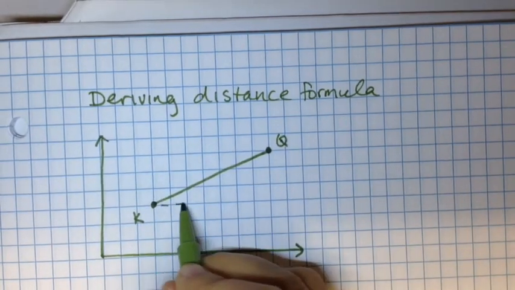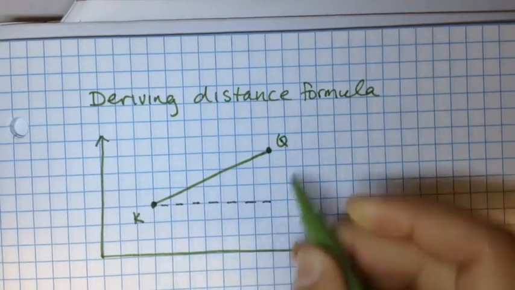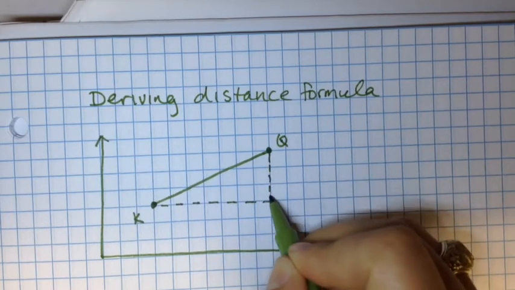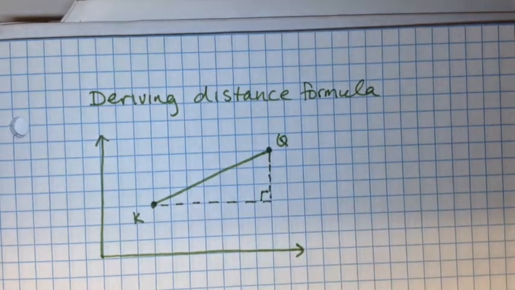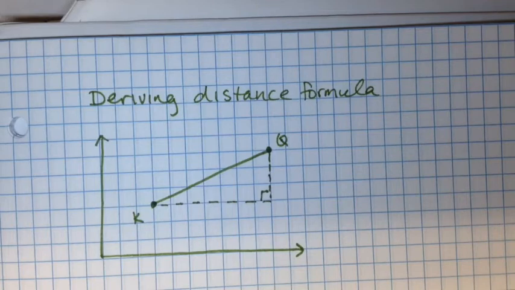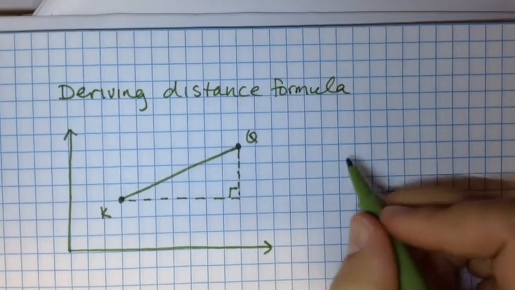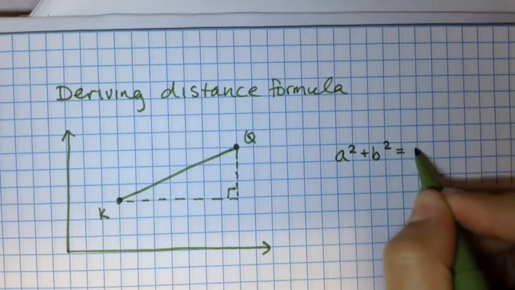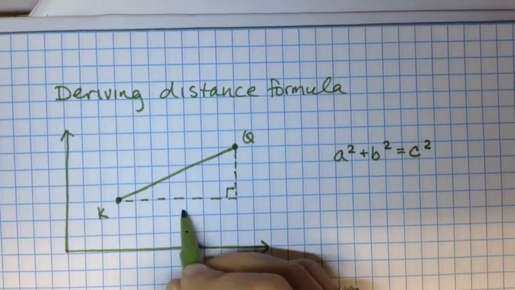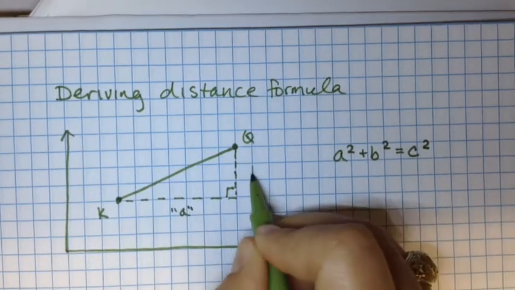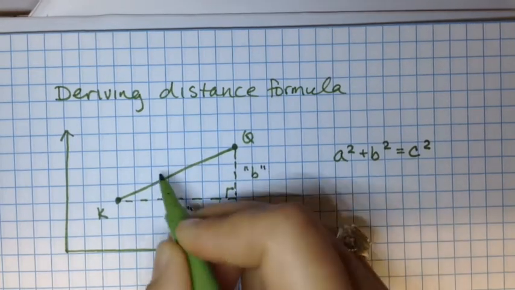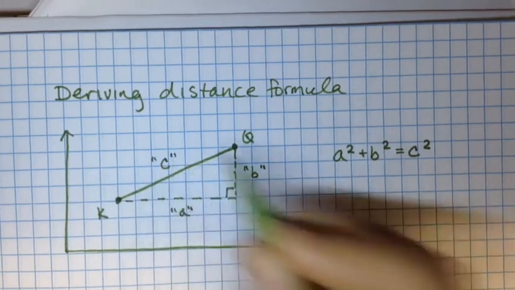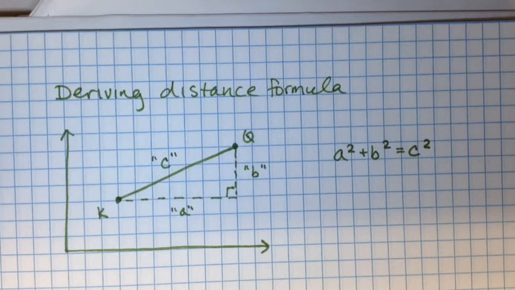If I draw in the triangle that this creates, this becomes a right triangle. Now, what we know about right triangles is the Pythagorean theorem. A squared plus b squared is equal to c squared. If this were side A, this would be side B, which means this hypotenuse is side C. A, B, and C. Now, we want to know what C is.